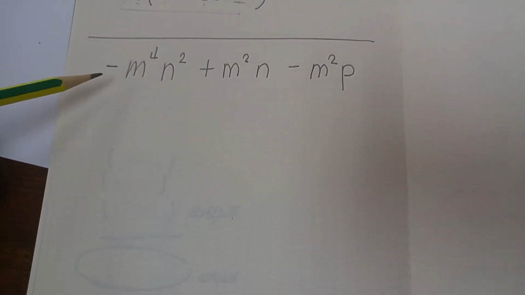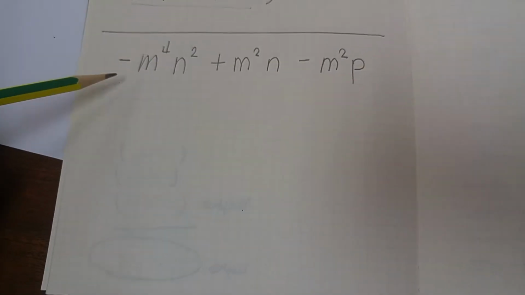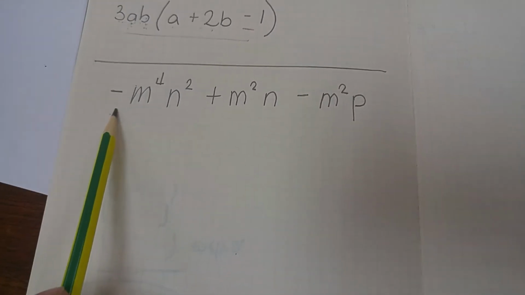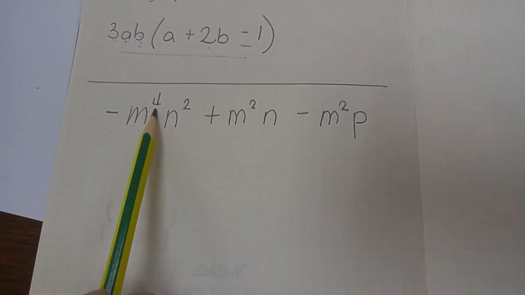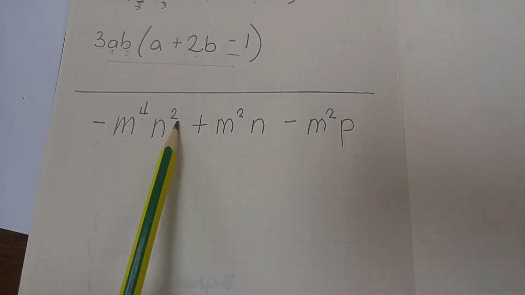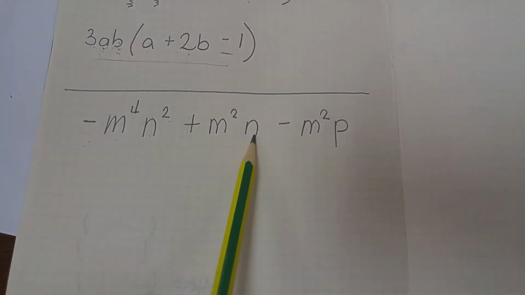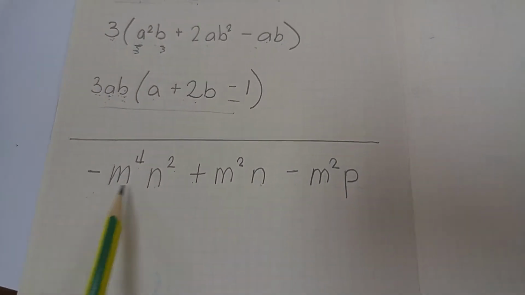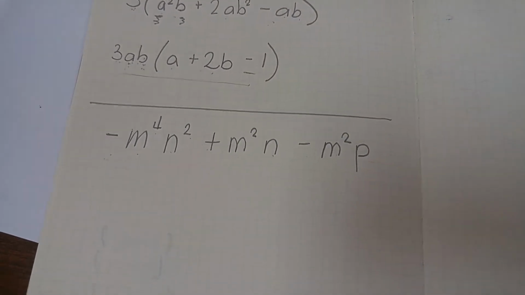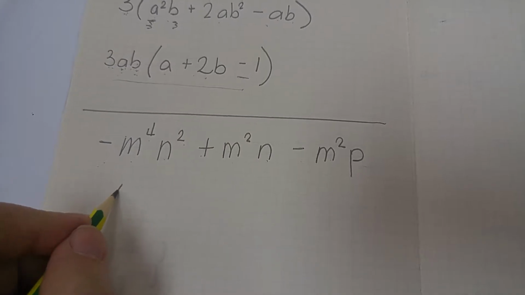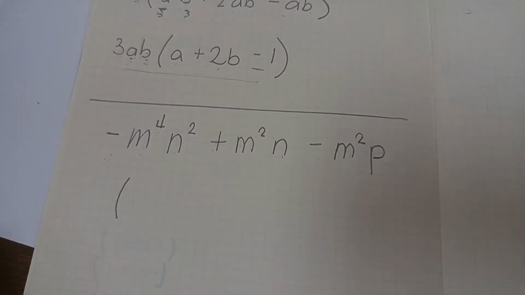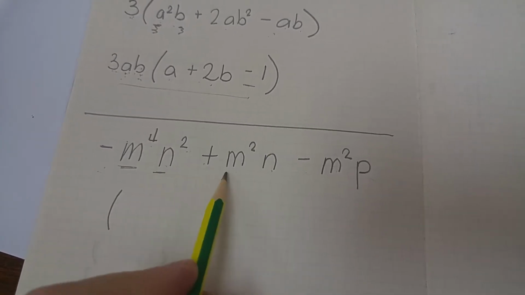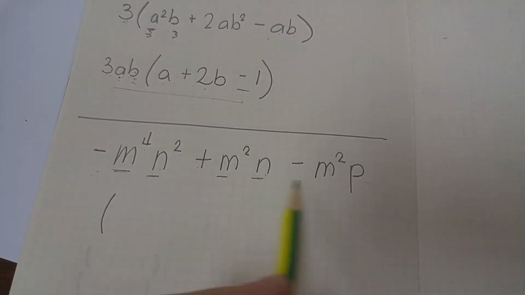Our final question here with factorization, we've got a very complicated one. We've got minus m to the power of 4 n to the power of 2 plus m squared n minus m squared p. Okay, so we have no numerals to take out, so we need to have a look at the pronumerals, and we can find that m, n, m, n, m, p.